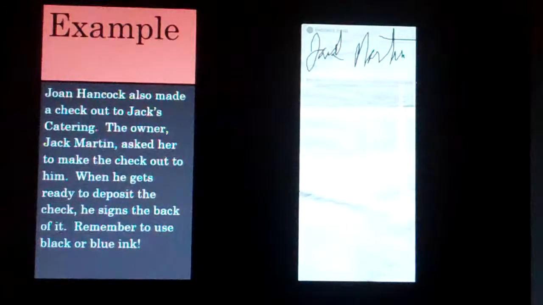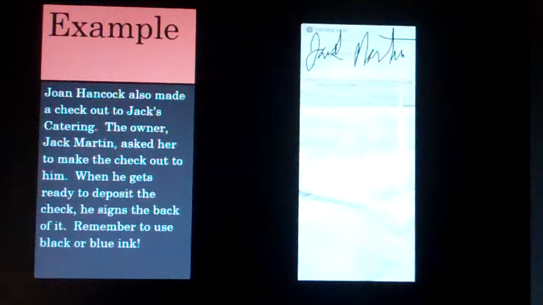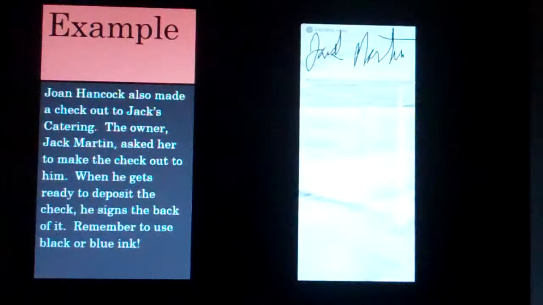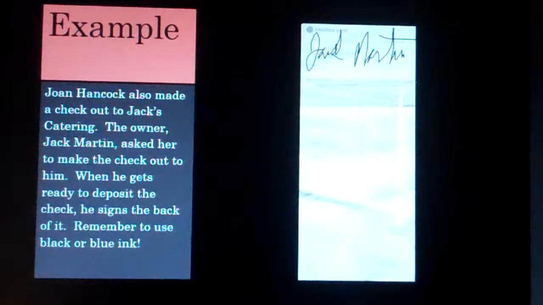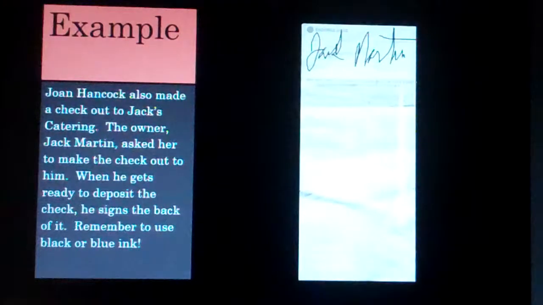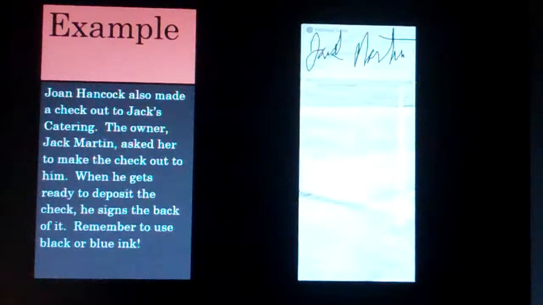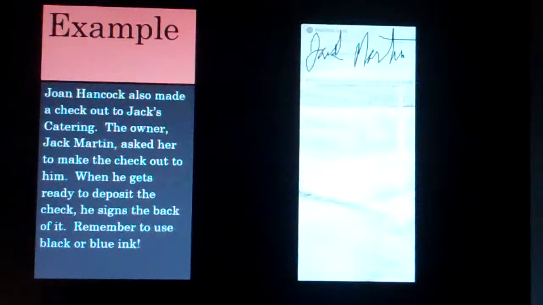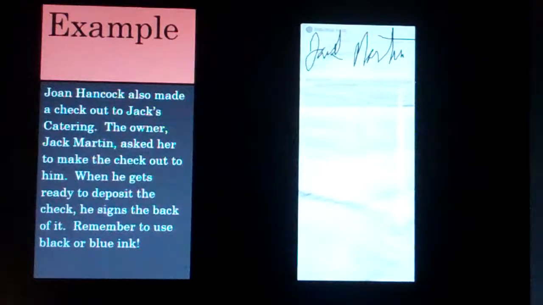Example. Joan Hancock also made a check out to Jack's Catering. The owner, Jack Martin, asked her to make the check out to him. Not to Jack's Catering, but to him, Jack Martin. When he gets ready to deposit the check, he signs the back of it. Remember to use black or blue ink.